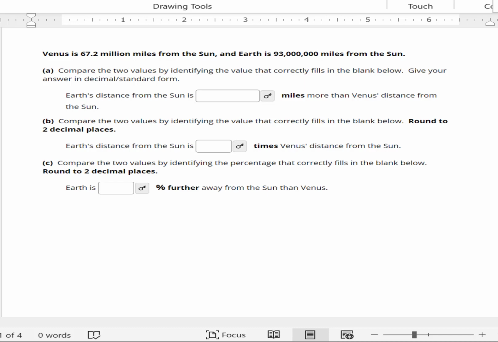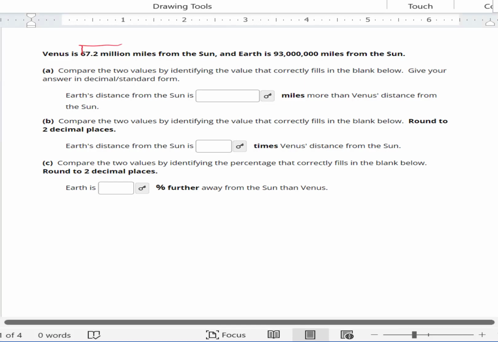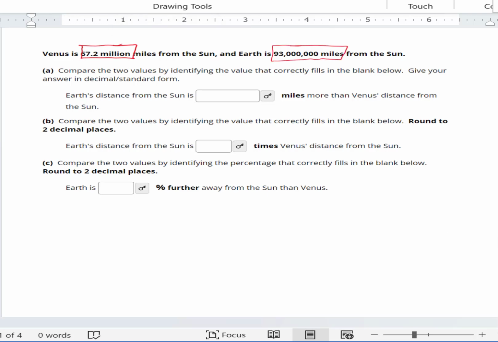The problem states Venus is 67.2 million miles from the Sun, and Earth is 93 million miles from the Sun. Part A asks us to compare these two values by identifying the value that correctly fills in this blank. Here's the sentence we want to fill in: Earth's distance from the Sun is blank miles more than Venus's distance from the Sun.